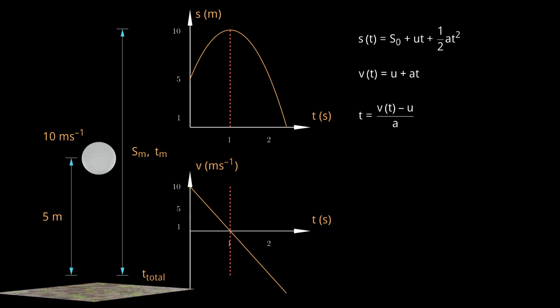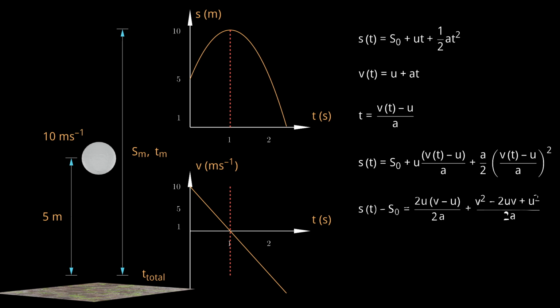We can express time from the velocity equation as follows. Then, by substituting this expression into the displacement equation, we can solve for the square of the final velocity, v squared.